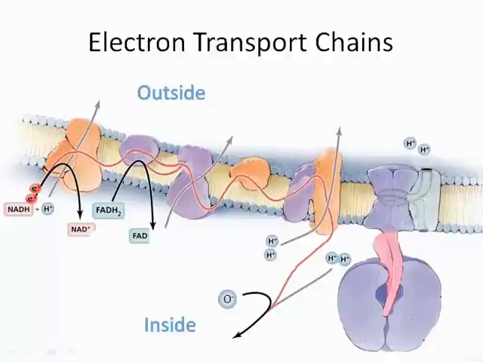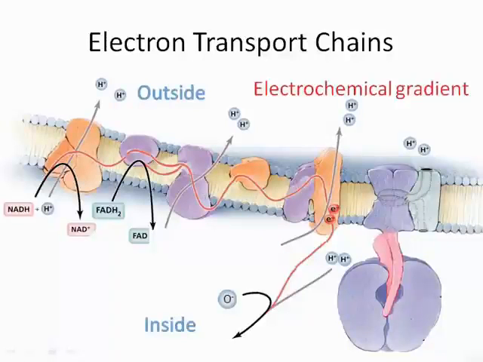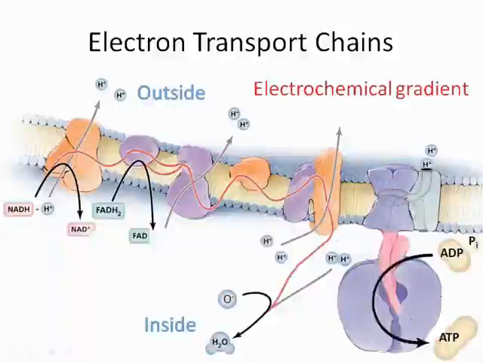To summarize, NADH and FADH2 deliver pairs of electrons that move down the chain. Each molecule in the chain is alternately reduced and then oxidized, energy is released, and protons are pumped across the membrane. An electrochemical gradient forms. The electrochemical gradient can be used to drive the synthesis of ATP by ATPase.